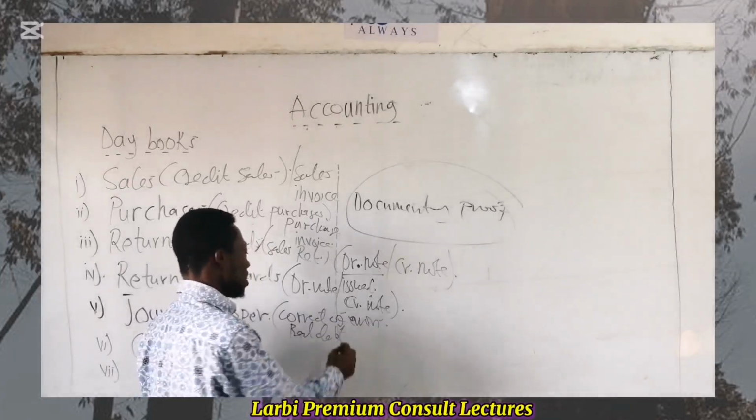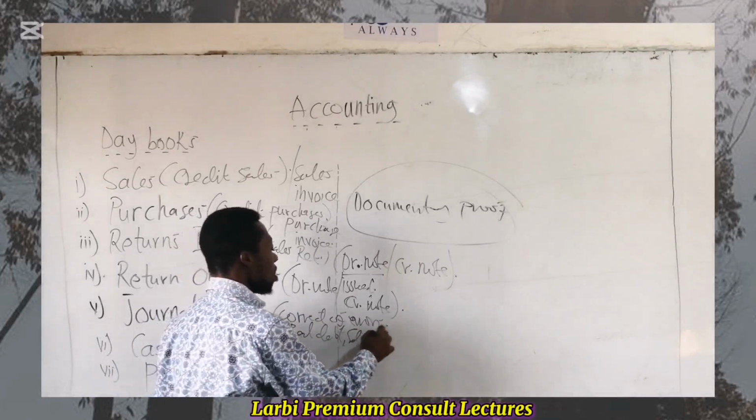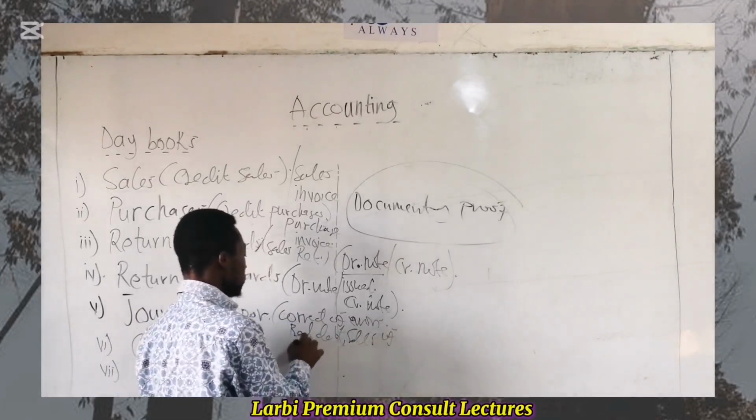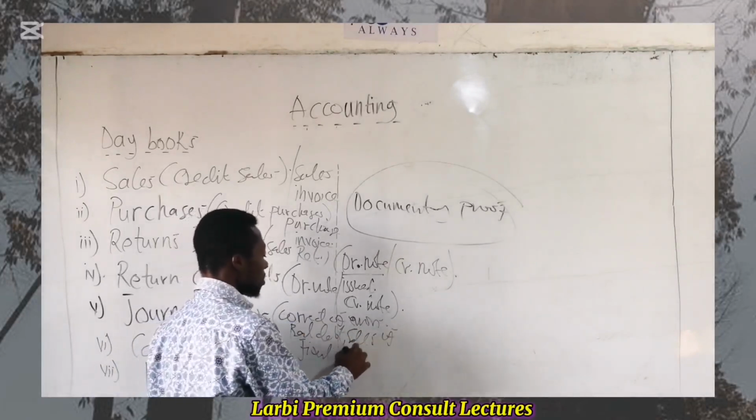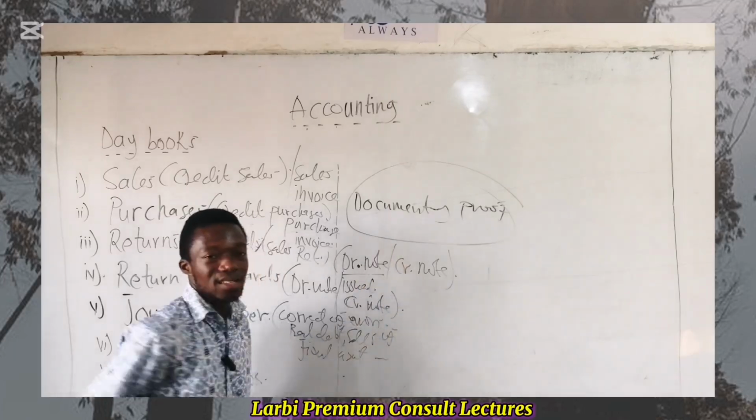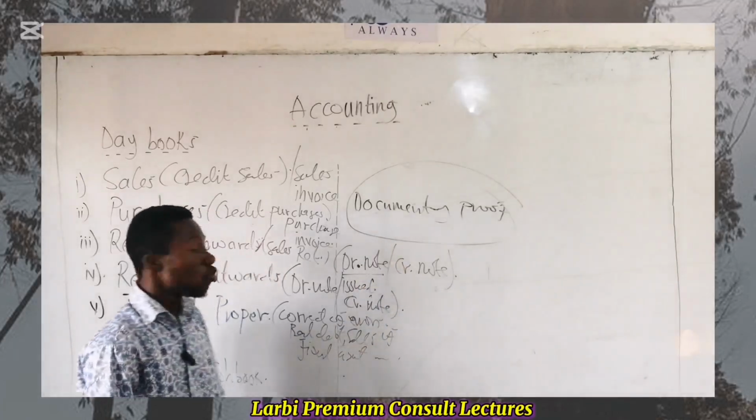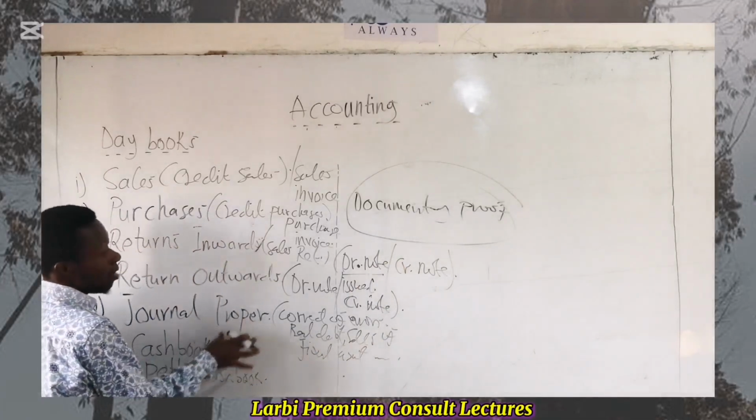And we can even talk about sales of fixed assets on credit. Fixed assets on credit and others that we can think of will be recorded in the general proper.